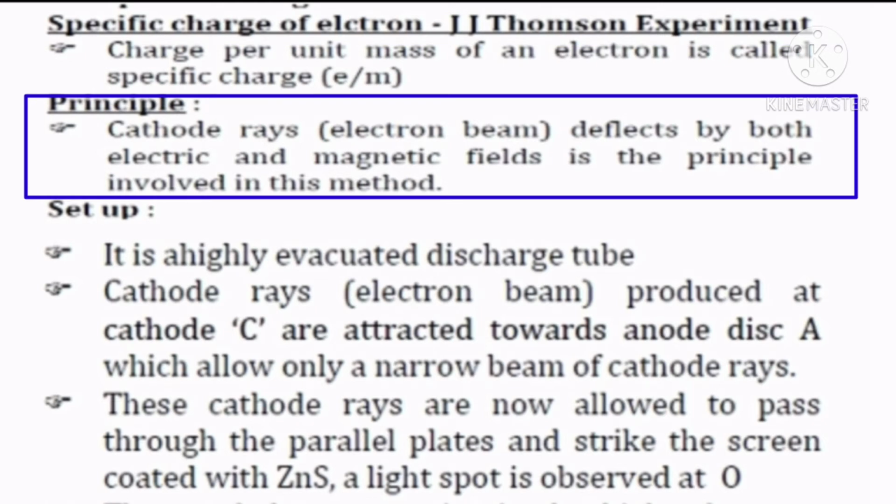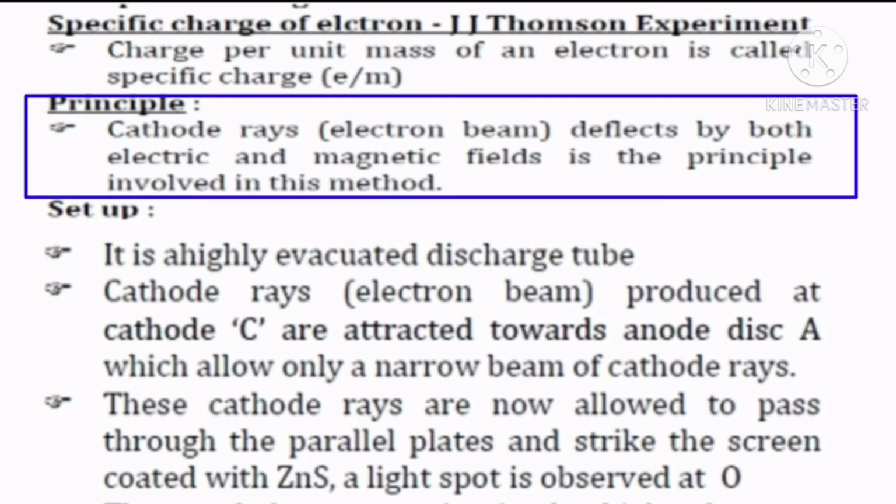What is the principle behind the J.J. Thomson experiment? Cathode rays, that is, the electron beam, deflect under both electric and magnetic fields. This is the principle involved in this method.